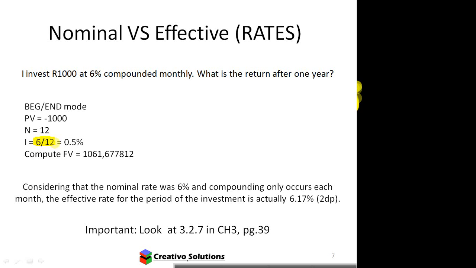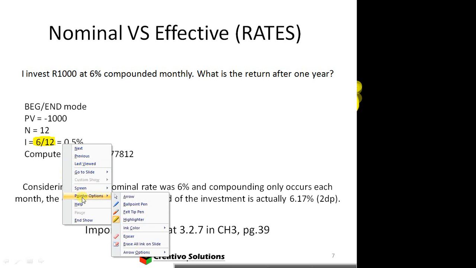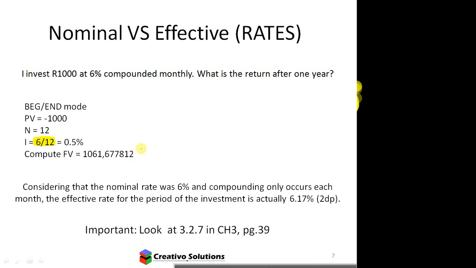What did you want? I wanted the future value. So how do I get it? Just press FV. And what does your calculator say? Alright, so that's how we do it. Future value, 1061. So what does that mean?